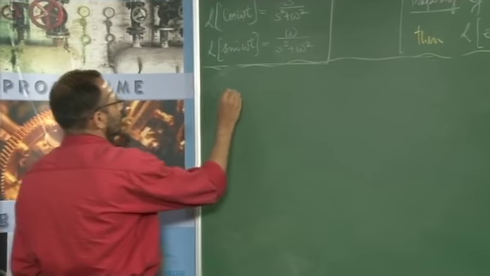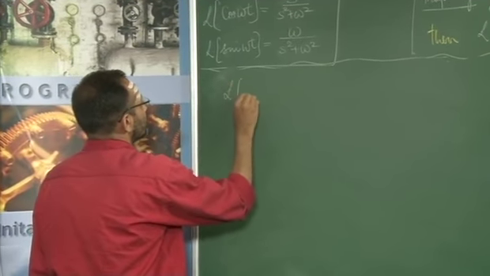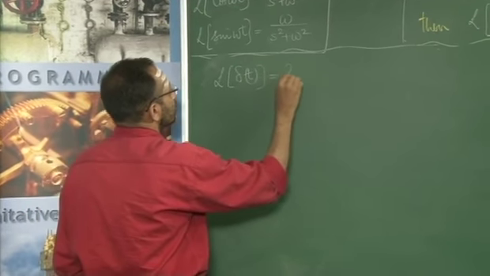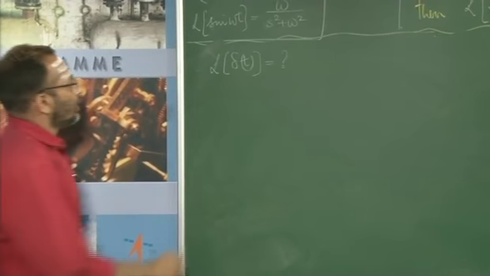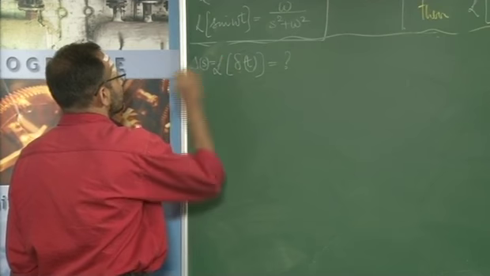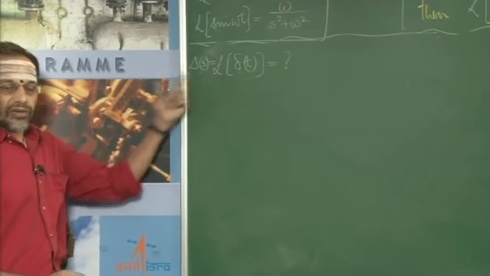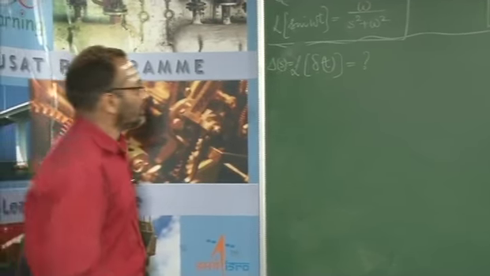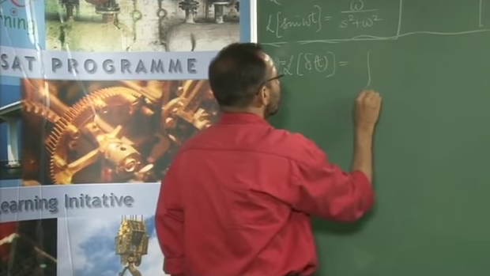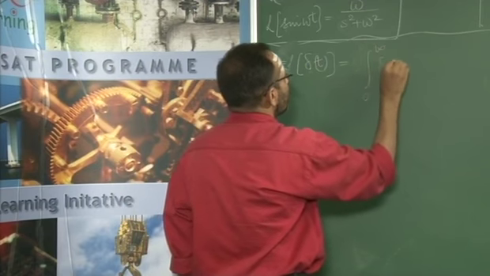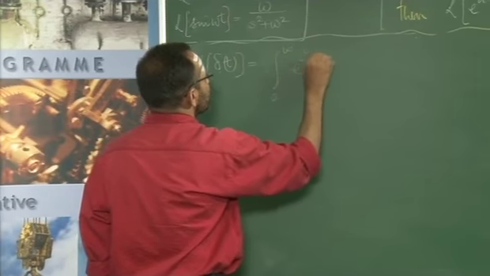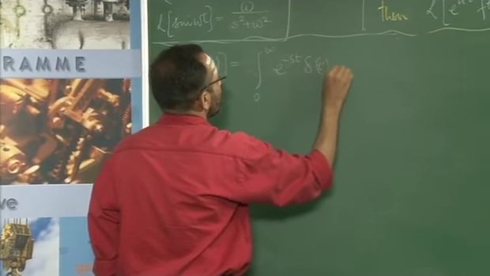Which means I want to ask what is the Laplace transform of this. This is delta, lowercase; capital delta is this. So, we will ask what is this. We will again go to the definition and apply the Laplace transformation. So, that is equal to the integral from 0 to infinity of delta of t, e to the power of minus st, delta of t dt.